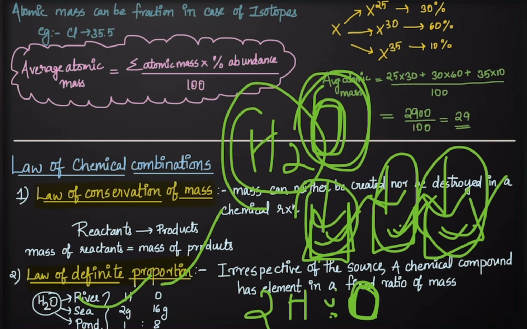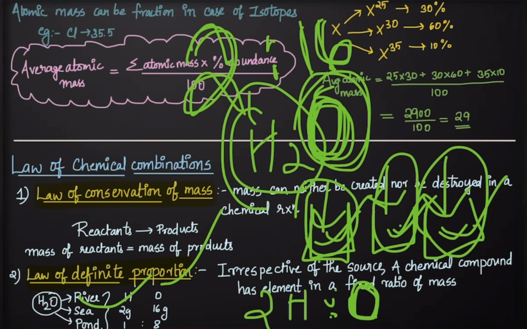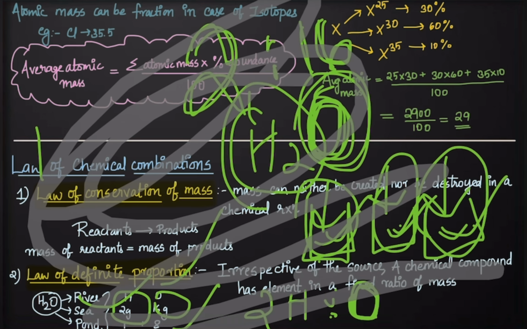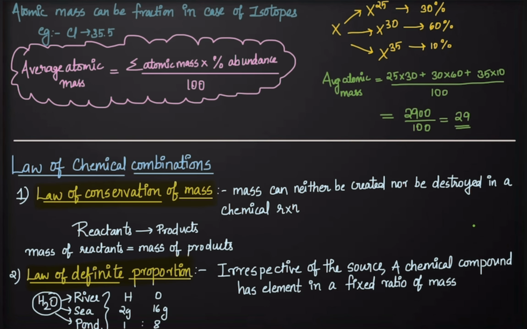That is, the mass of 2 hydrogen is to 1 oxygen, 2 is to 16, that means 1 is to 8. 2 gram of hydrogen is present for 16 gram of oxygen, that is 1 is to 8. Okay, the mass ratio is the same irrespective of the source. A chemical compound has elements in a fixed ratio of mass, that is the ratio of mass is fixed, that is 2 hydrogen is to 1 oxygen.